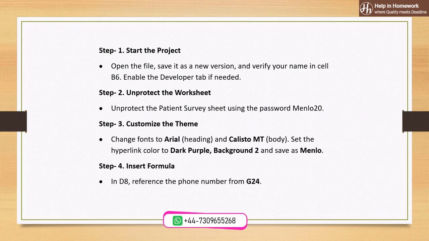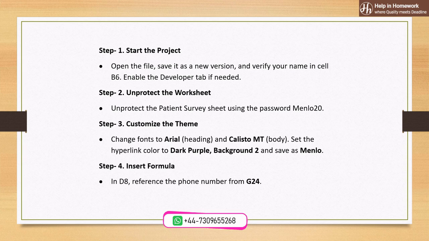Step 1. Start the project. Open the file, save it as a new version, and verify your name in cell B6. Enable the Developer tab if needed. Step 2. Unprotect the worksheet. Unprotect the patient survey sheet using the password Menlo 20.